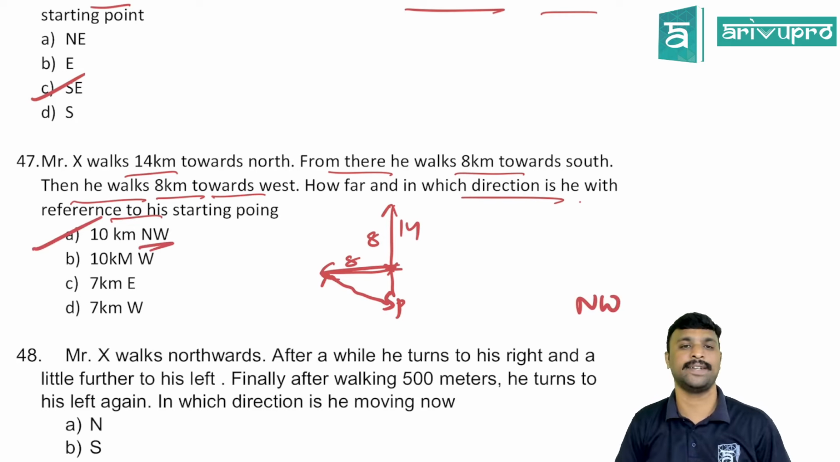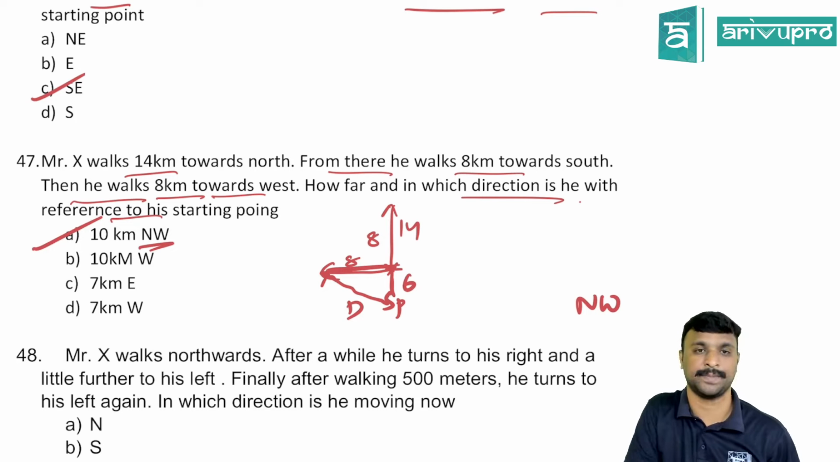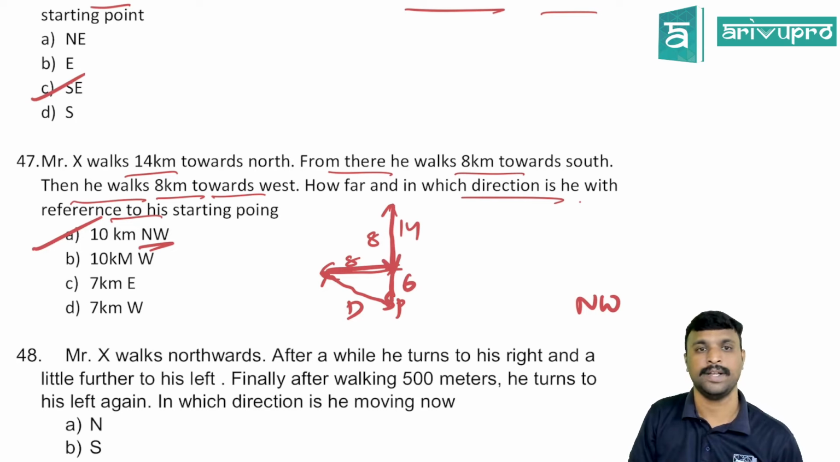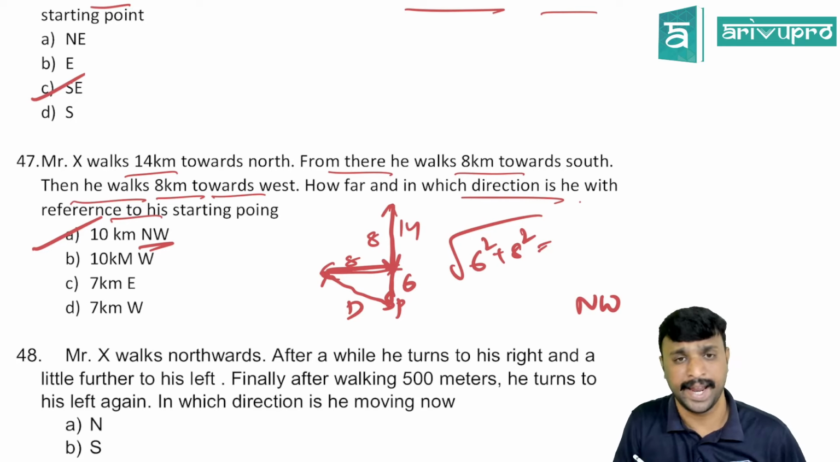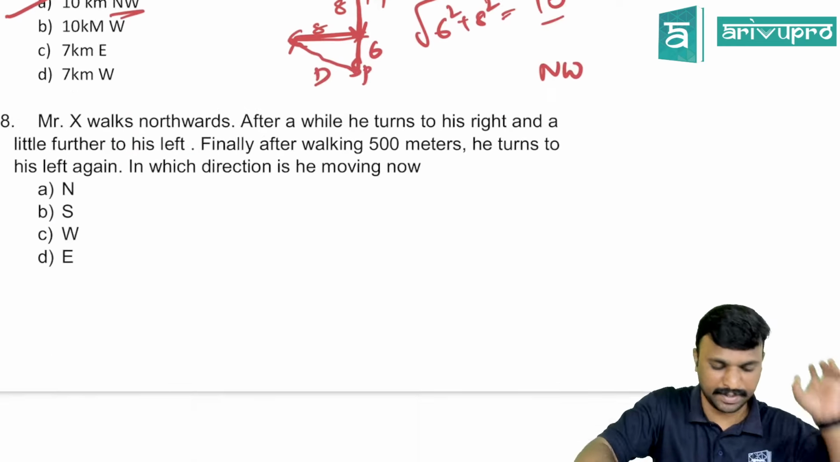You need not find the distance. Even if you want to find the distance, horizontal is 8. What is the vertical? Vertical is definitely 6 because the total is 14 and he came back 8 kilometers south. So obviously this is 6. Square root of 6 squared plus 8 squared is the distance. 6 squared is 36, 8 squared is 64, so 100, root of 100 is 10. So option A is the right answer.